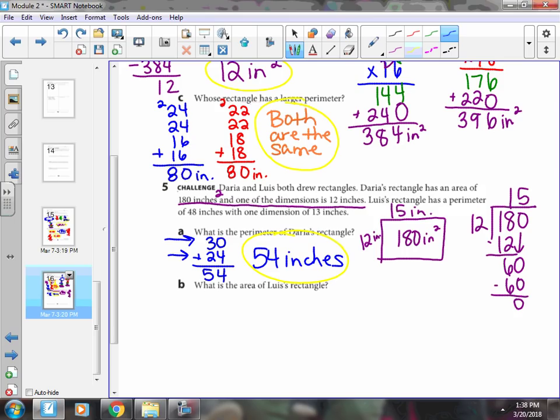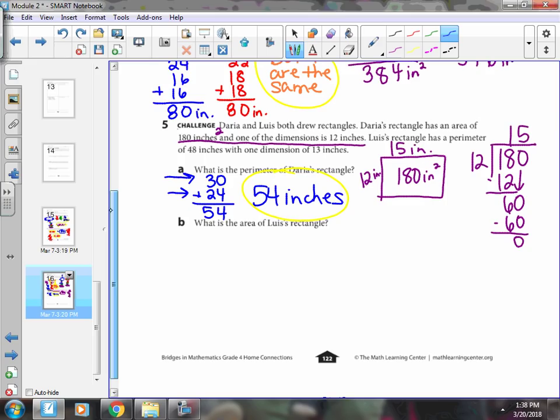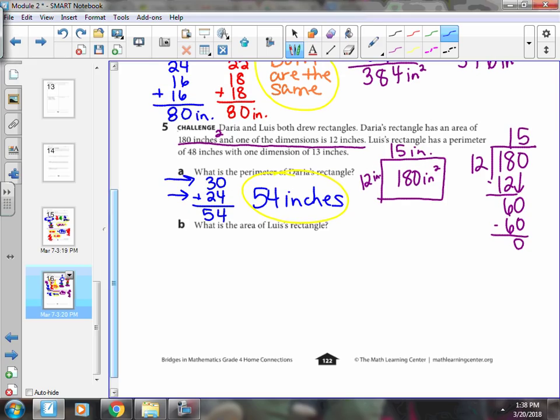Okay, letter B. I don't need any of Daria's information. Now I just need Lewis's information. What's the area of Lewis's rectangle? Let's see. Lewis's rectangle has a perimeter of 48. Gosh, these are such good questions. Okay, here's Lewis's rectangle. It has a perimeter of 48 inches, and one of the dimensions is 13 inches. I'm wondering what the other dimension is, because I'll need that to figure out the area.